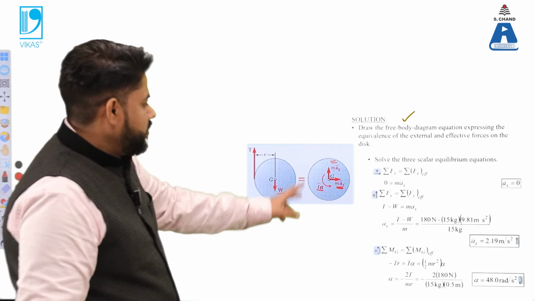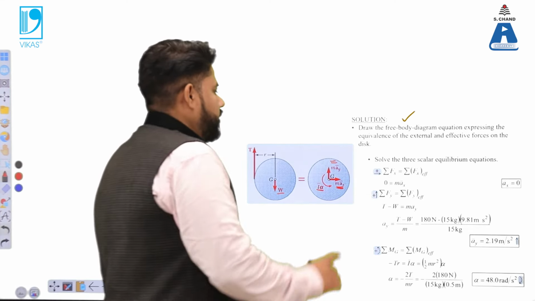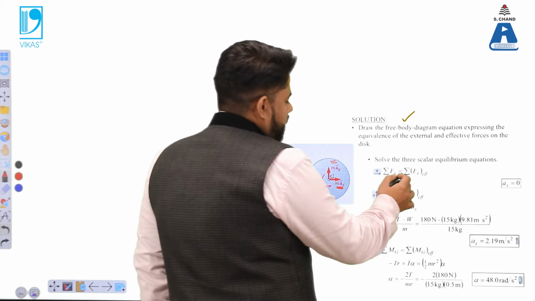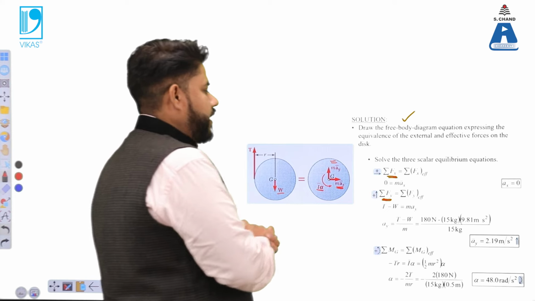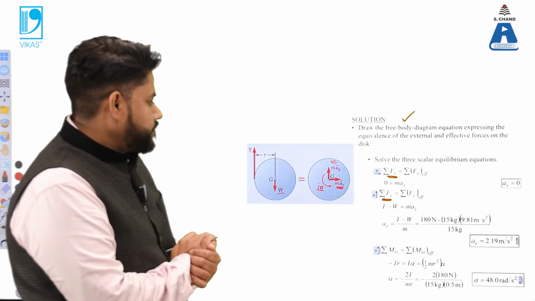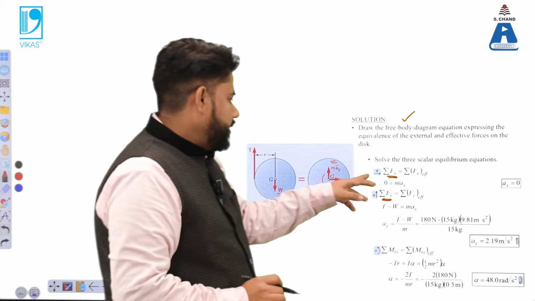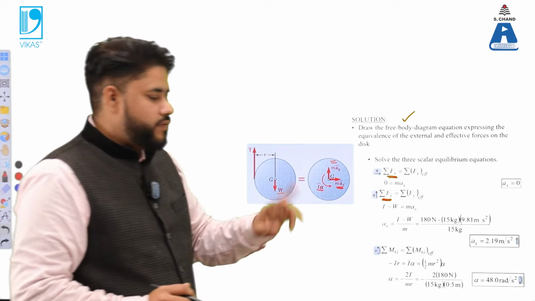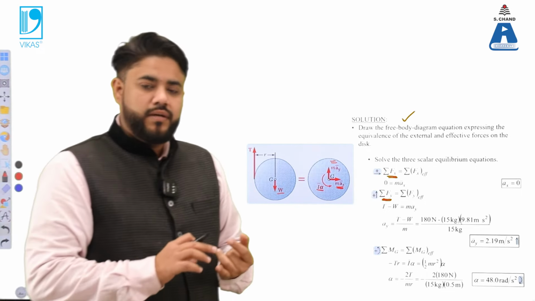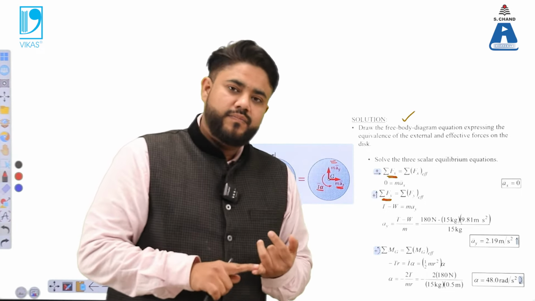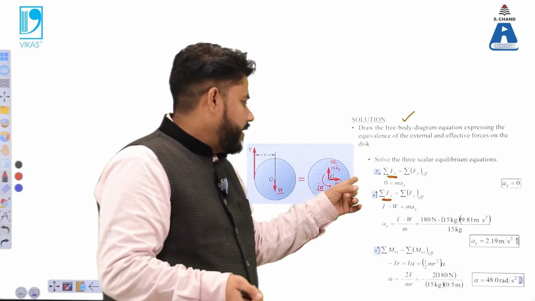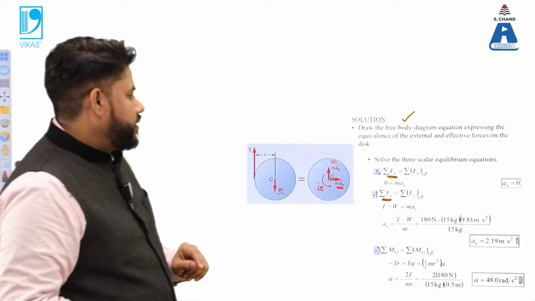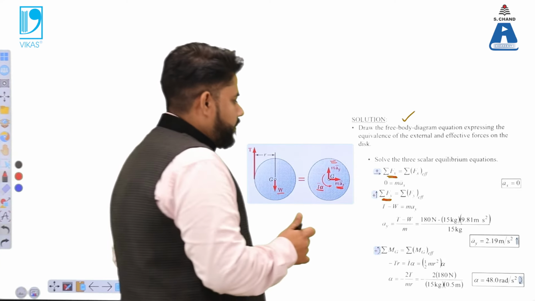So both of them are the masses part. Now we have two categories. One is the sum of all the forces in the x direction and another is the sum of all the forces in the y direction. For the sum of all the forces in the x direction, we have to keep the sign convention as positive if it is towards the right, and if it is upward we keep that positive, otherwise negative.